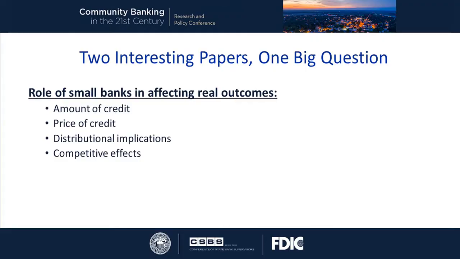So a lot of interesting stuff in both these papers I'm going to leave aside and jump right into a common theme. Two interesting papers and one big question. What role do small banks play in affecting real outcomes? That's where both Eric and Dane come to at the end of their analysis.